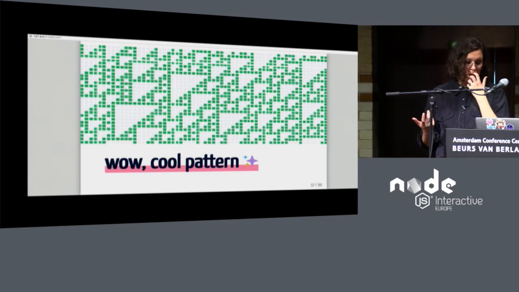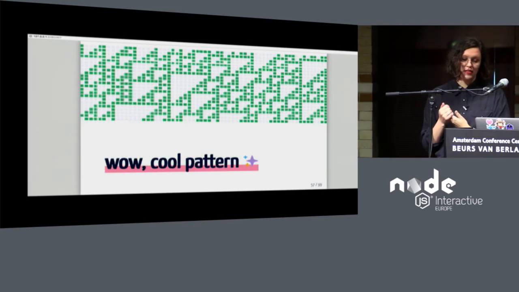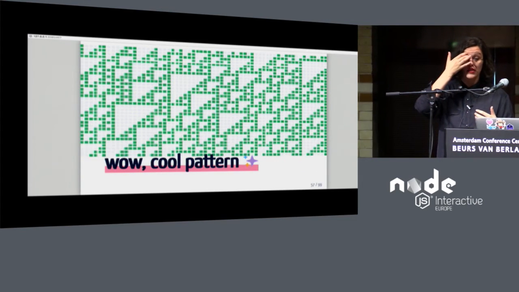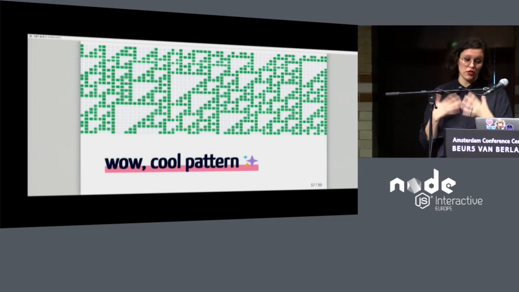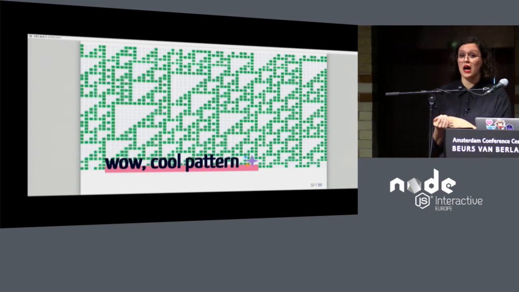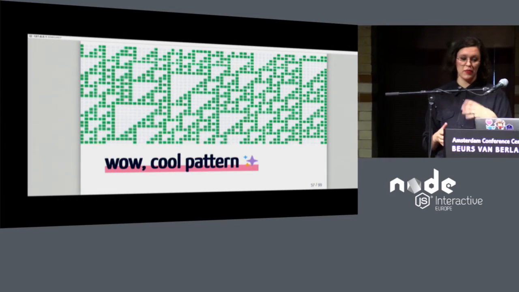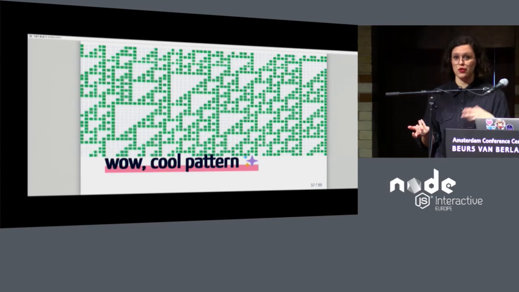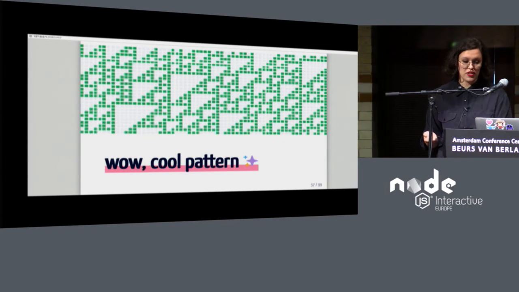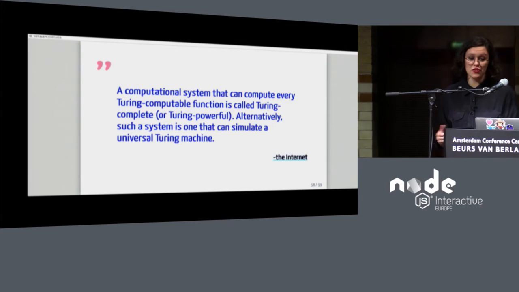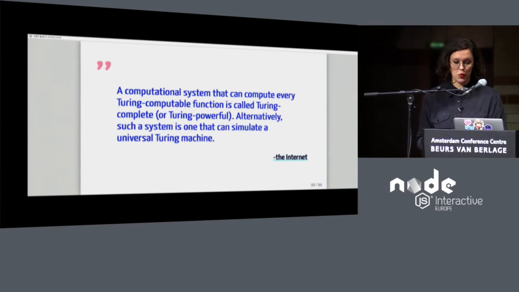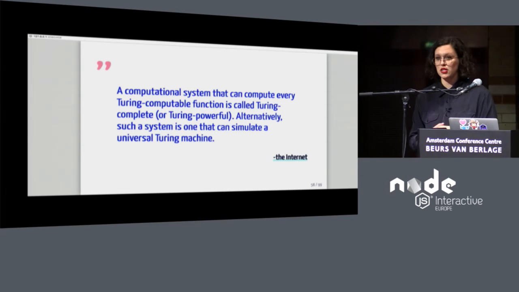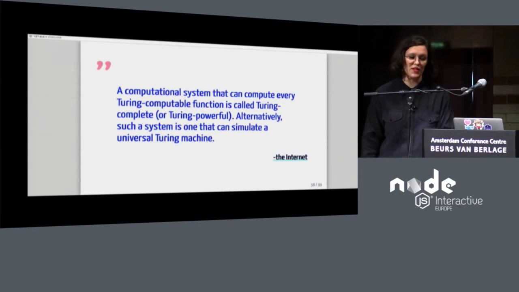I wanted to look at what exactly this pattern is that goes on, and then I looked into cellular automata in this particular rule 110, and I realized that, in fact, because the pattern that comes out of it is so complicated and so different, they actually call this particular rule Turing complete. And what that means is that a computational system that can compute every Turing computable function is called Turing complete, or Turing powerful. Alternatively, such a system is one that can simulate a universal Turing machine. So I got this off Wikipedia because that's the first place you go to for things like that.